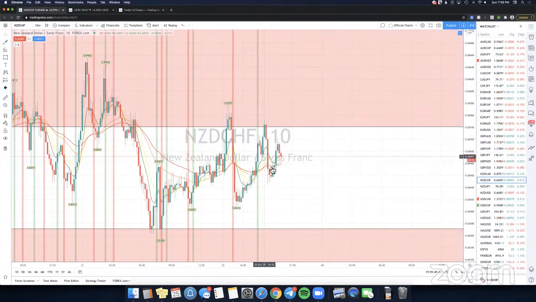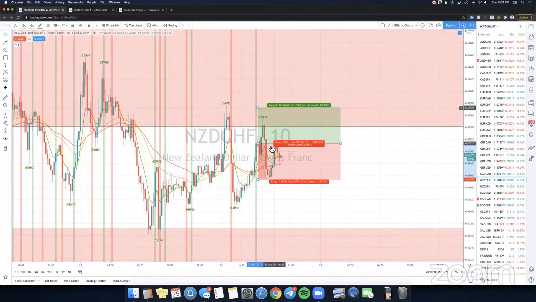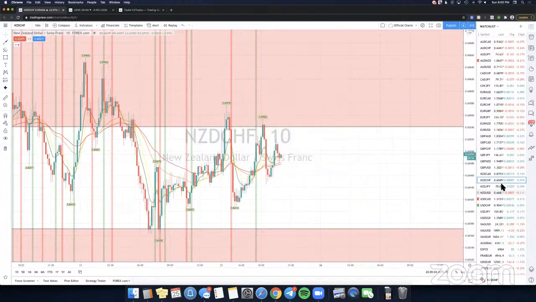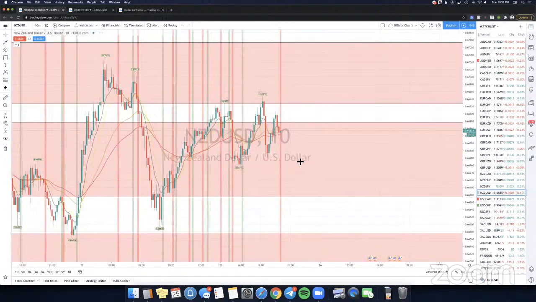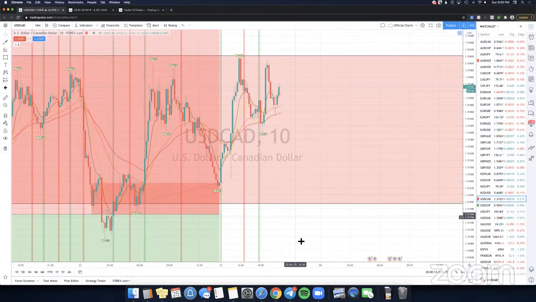NZDCHF. This technically would have been an entry right here, but like I mentioned, see how it rejected off the zones? I wouldn't have taken this trade, and it's only 6 pips. It spreads 5 pips. You're not going to make any money off this trade. So it just depends on your broker. You have to have a good broker to scalp, and you have to actually know what you're doing. So right here, nothing there for NU, UCAD.